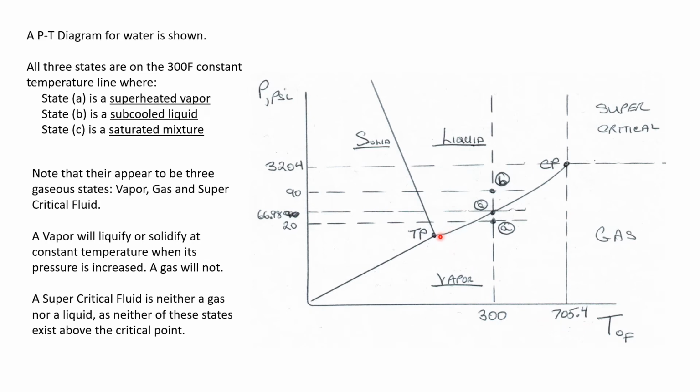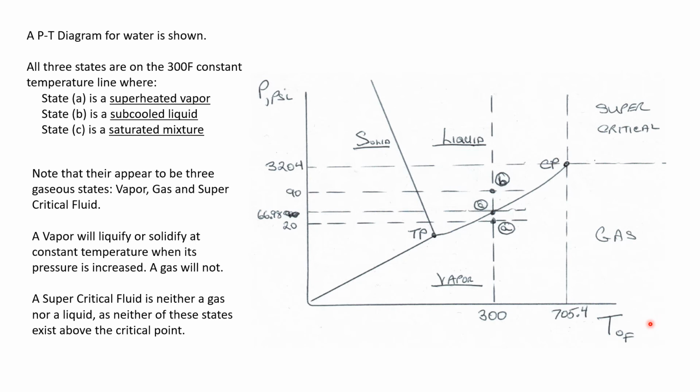So it's going to cross this line between the triple point and the critical point. And we know that A was at 20 psi and that it was a superheated vapor. So it's going to be here. We know that B was at 90 psi and that it was a subcooled liquid, so it's going to be up here. And we know that C was a saturated mixture at 66.98 psi. It's going to be right on top of this line between the triple point and the critical point. And so that gives us our PT diagram.